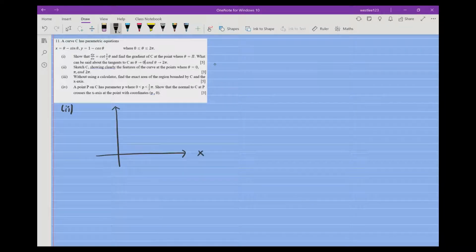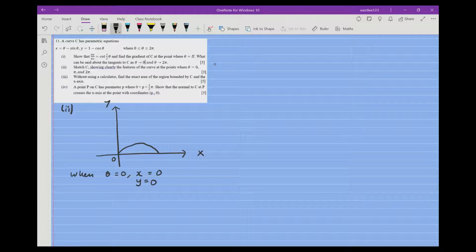So we have the x and the y-axis. We have an oval shape looking thing. Now, if you want to find the points where theta is 0, pi, and 2 pi, you have to solve them manually. So for example, when theta is 0, x is 0, y is 0. So we have this point of origin.